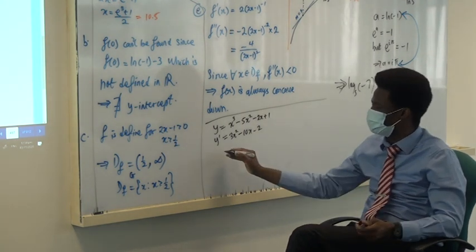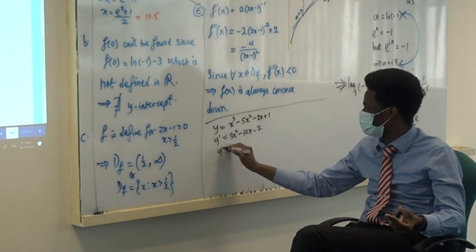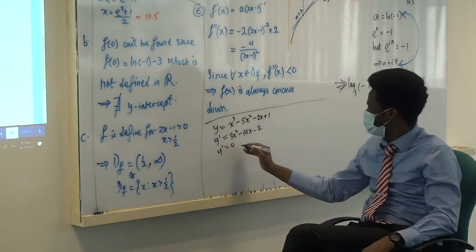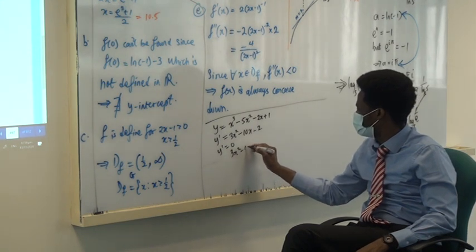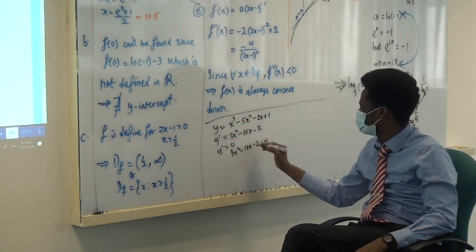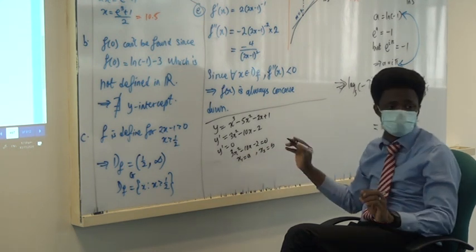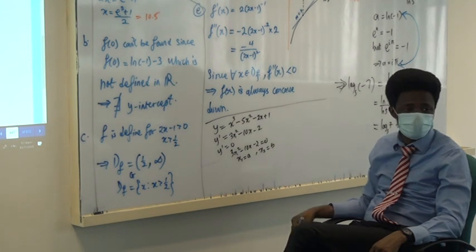Then you say, at the turning point, the first derivative is always 0. Understand? So you equate 3x squared minus 10x minus 2 to 0. You get x1, maybe a, and x2, maybe b. Of course, maybe this is not so easy to do.